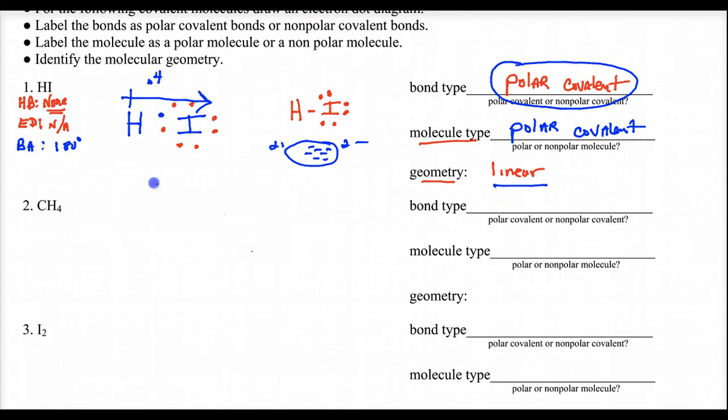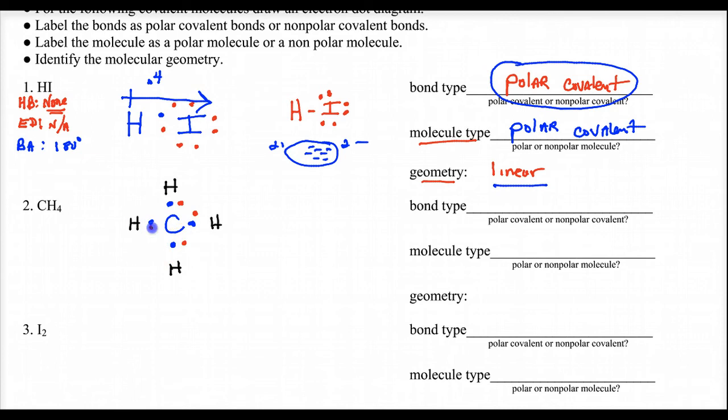Okay, now I got CH4, so I've got carbon in the middle, and I have my H's hanging around. Haha. And we have our carbon with 4 valence electrons, 1, 2, 3, and 4. And then we have hydrogen, each with a valence electron.